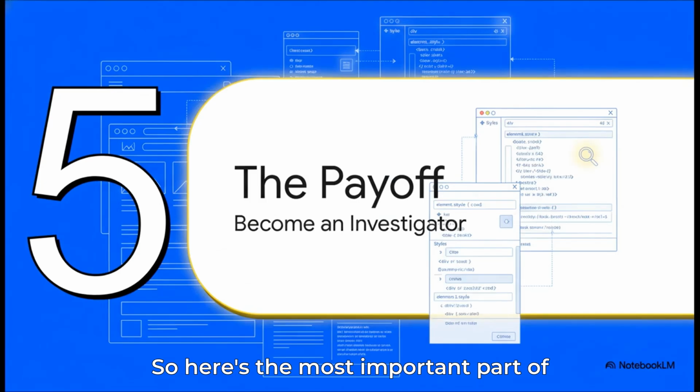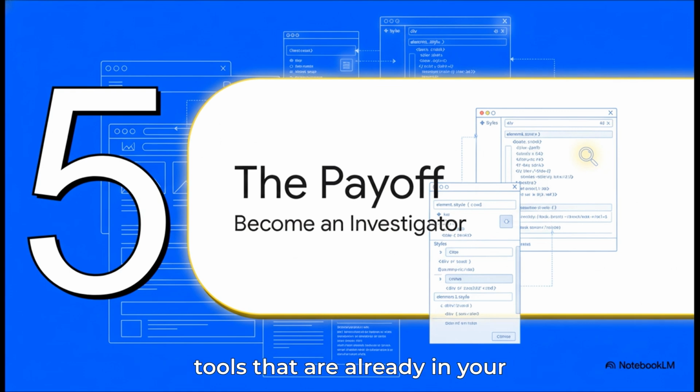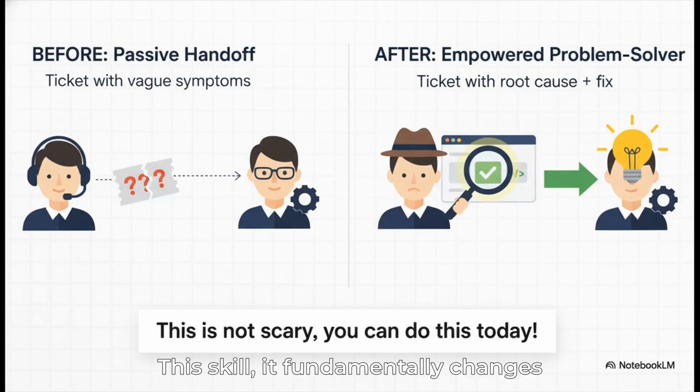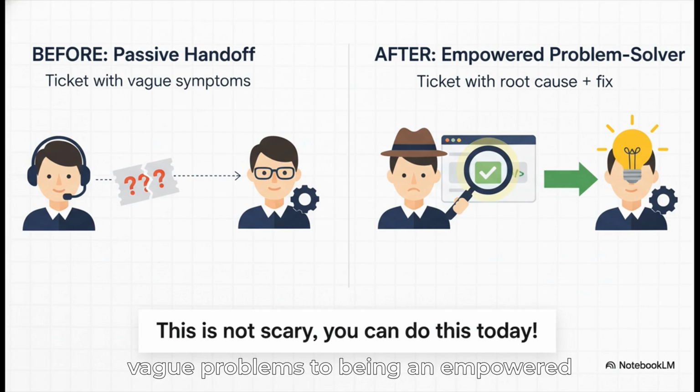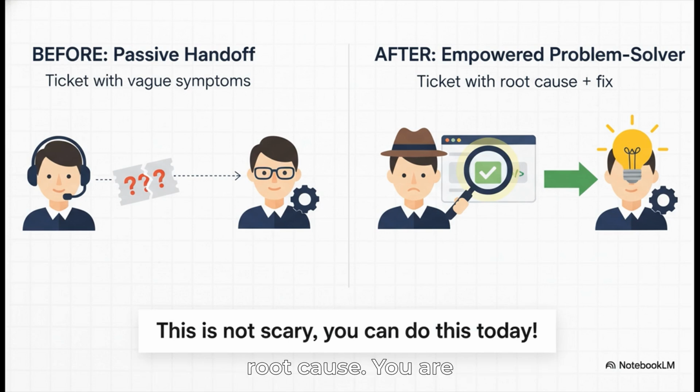So here's the most important part of all of this. You didn't write a single line of code. You didn't open a code editor or need some complex developer setup. You use the tools that are already in your browser to investigate, to diagnose, and to confirm the cause of a UI bug with, like, surgical precision. This skill fundamentally changes your role. You go from being someone who just passes along vague problems to being an empowered investigator who can find the actual root cause. You are officially a UI detective, and you're providing actionable intelligence to your engineering team.